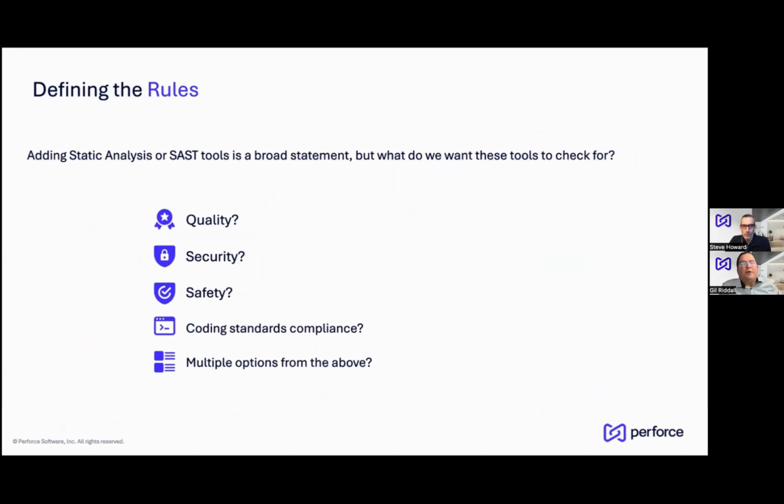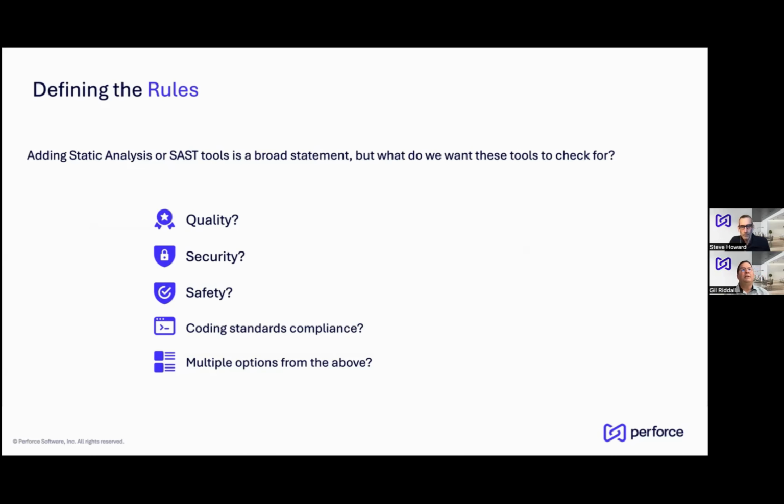Okay, so if we look at the first one that we talked about, there was defining the rules. And so there, as we mentioned, there's a number of things that you need to look at, and some or all of these may apply to you. So there's quality, right? Are you interested in tracking your long-term stability, reducing technical debt, etc.? All those can fall into the quality bucket.